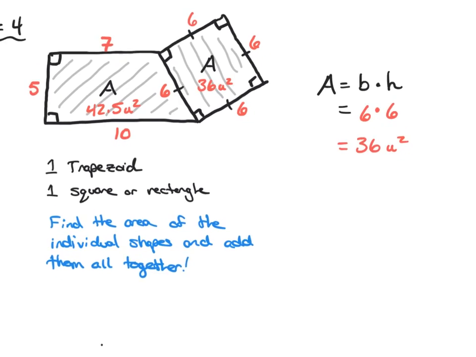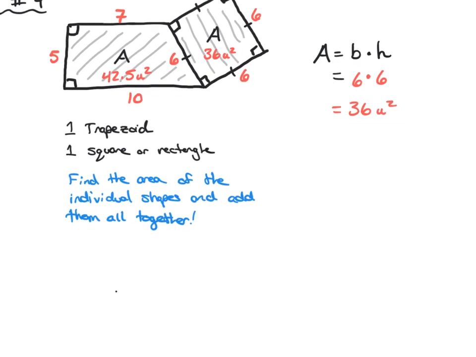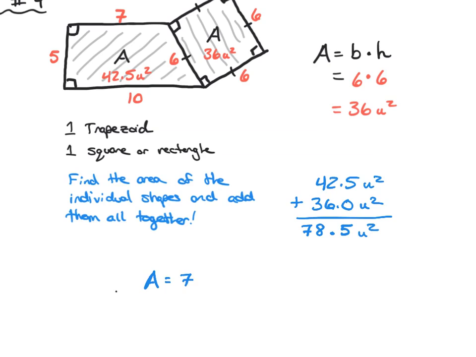Okay, the final piece of this puzzle is adding everything up. So I'm going to go ahead and take 42.5 units squared and 36 units squared, and I'm going to add them. I get 78.5 units squared. So the area of this other figure is 78.5 units squared.